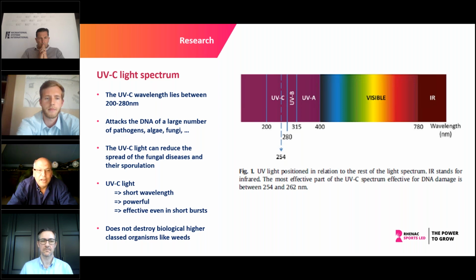We found that the UVC light can reduce the spread of fungal diseases and their sporulation, and we'll come to that in the next slides. Typically, UVC light has a very short wavelength. It's very powerful, and it's effective in short bursts. It's not without a reason that UVC is being blocked by the ozone layer in the atmosphere. UVA and UVB are able to actually penetrate through the ozone layer onto the Earth's surface, and that gives us a nice brown tint in the summer.